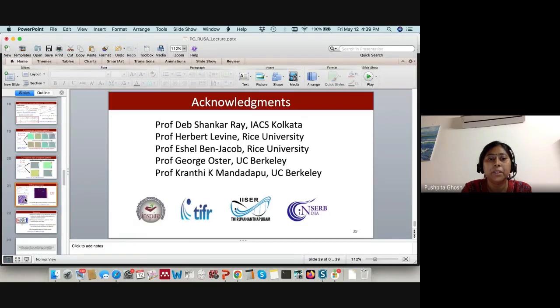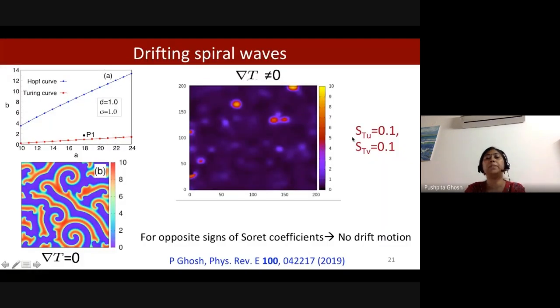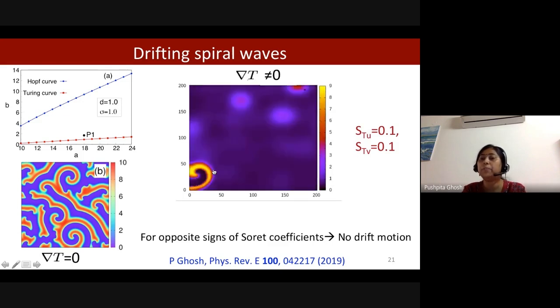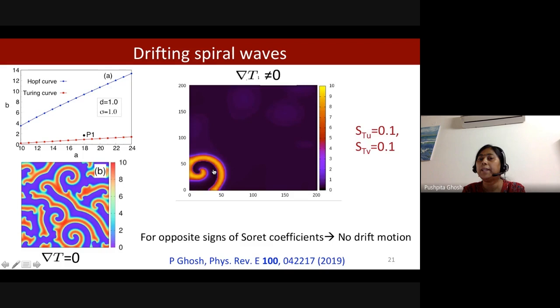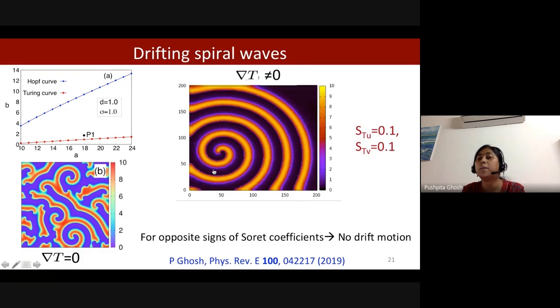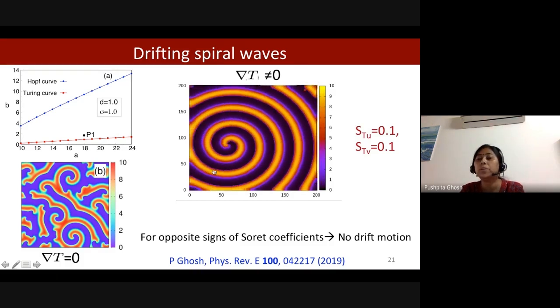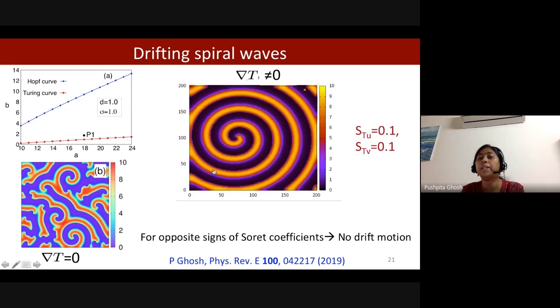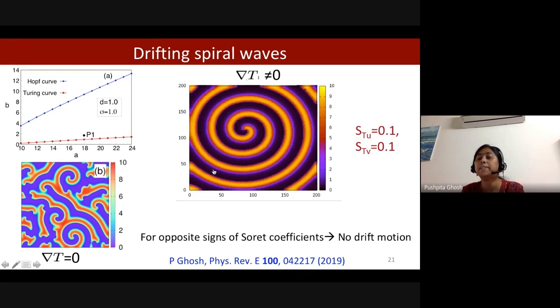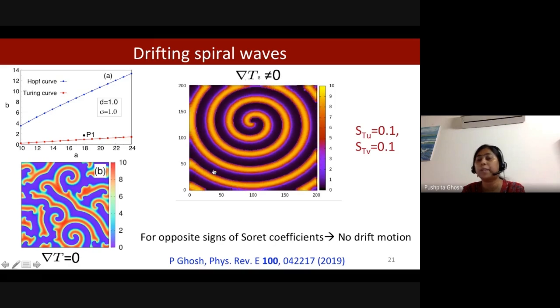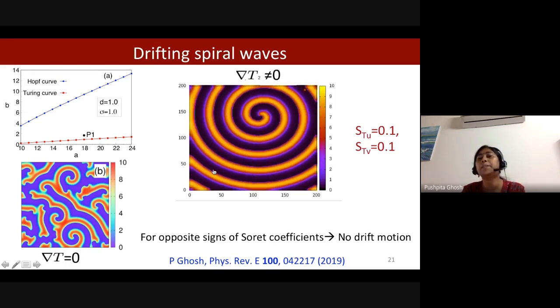So here you could see that when I chose a spiral wave, then in the presence of the same sign and same magnitude of the Soret coefficient, which means that both species are moving in the same direction, we realize the drifting of the spiral wave. But when I choose species which are moving in opposite directions, meaning the Soret coefficient has opposite signs, then we realize no drifting of the spirals. Rather, we find a stable spiral. So somehow it balanced out these kinds of gradients, and it creates stable spiral waves.